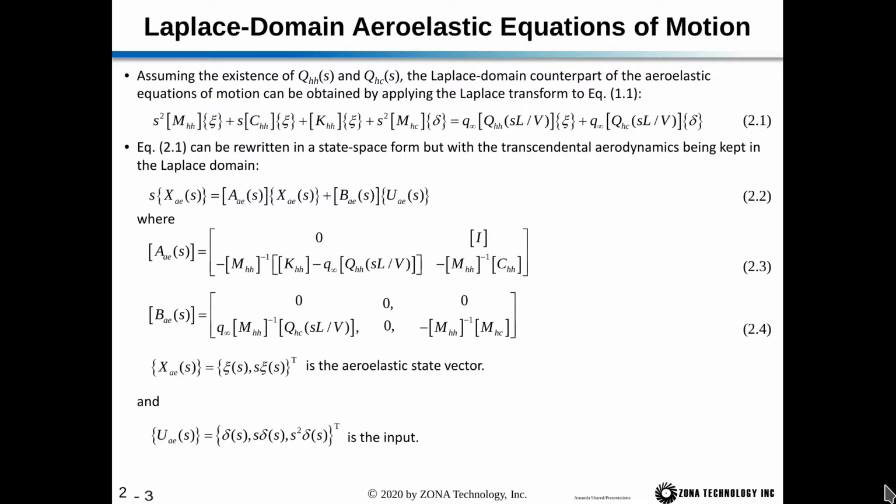And you can see that in equations 2.3 and 2.4 where we've broken up a of s and b of s, and a of s includes the QHH of s L over v, and then b of s includes the QHC of s L over v. And our XAE of s is the state vector, which is made up of Kc of s and s times Kc of s, where s times Kc is analogous to Kc dot in the state space formulation. And then finally, our UAE is delta, s times delta, and s squared times delta, which is analogous to delta, delta dot, and delta double dot.